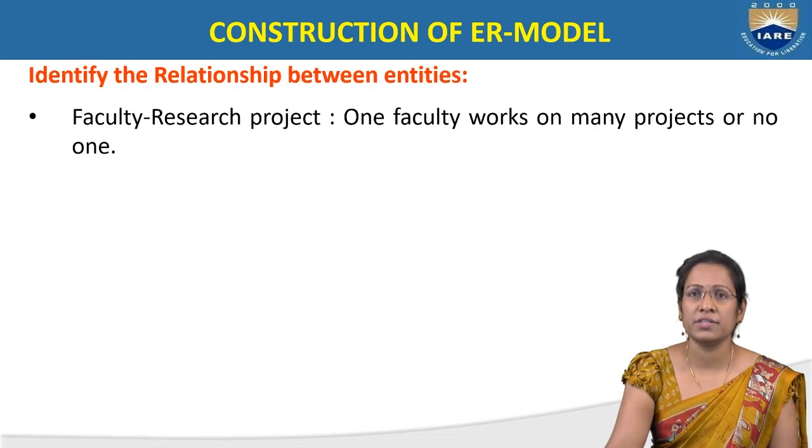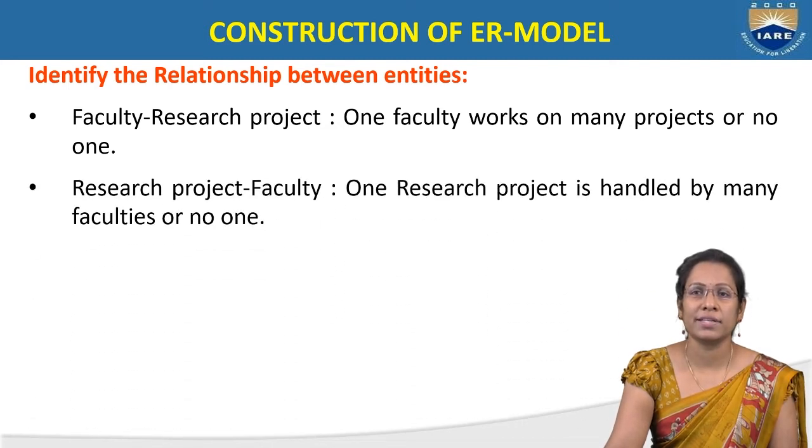The next relationship is faculty and research project. A faculty always works on research projects. One faculty can work on many projects or no project, depending. And next, research project to faculty: one research project is handled by many faculties or none. So these are the relationships we identified.